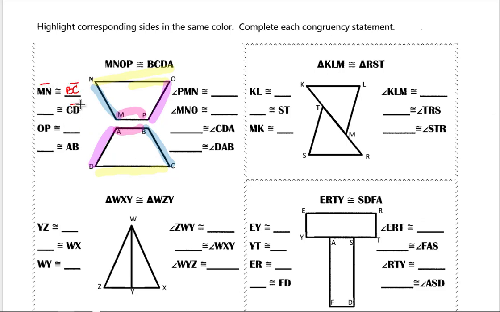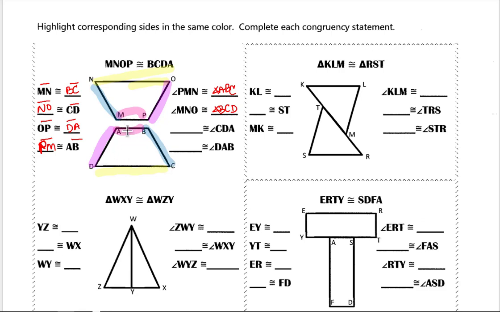Segment MN is congruent to segment BC. Segment CD is going to be congruent to segment NO. OP is going to be congruent to DA. And PM is going to be congruent to AB. And the order doesn't matter. PM, MP, AD, DA, ON, BC, CD, CB, same thing.